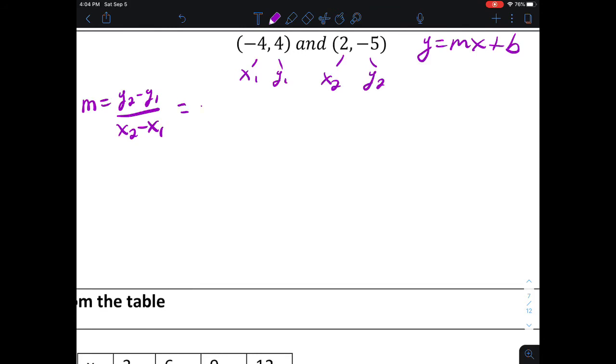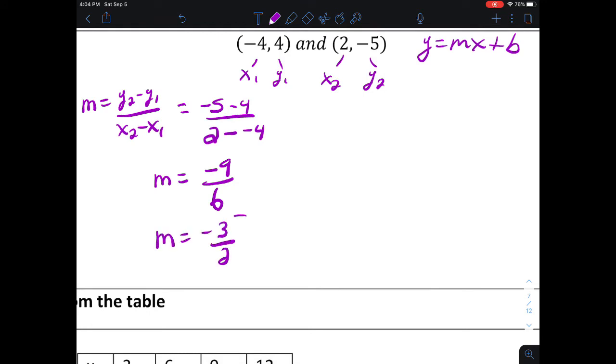So y2 is negative 5, y1 is 4, x2 is 2, x1 is negative 4. And so we start simplifying. My numerator is negative 9. My denominator, negative 2 minus negative 4, is 6. That reduces down to negative 3 over 2. So I have my slope, negative 3 over 2.